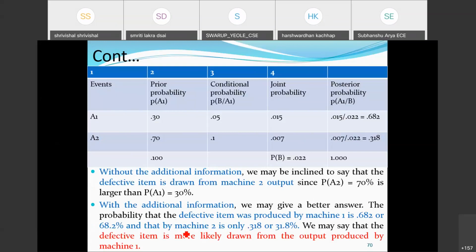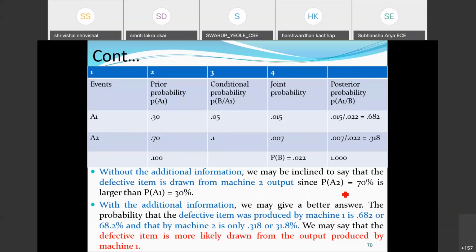The required values are tabulated below, the conditional probabilities. Without the additional information, we may be inclined to say that the defective item is drawn from machine 2's output, since it is 70%. The major chunk of the output is coming from machine 2, so we could say that the chance of a defective item from machine 2 is higher. This is our first observation, but this is not accurate.